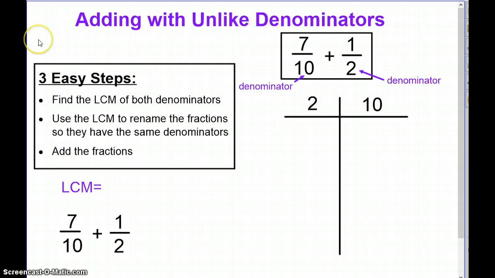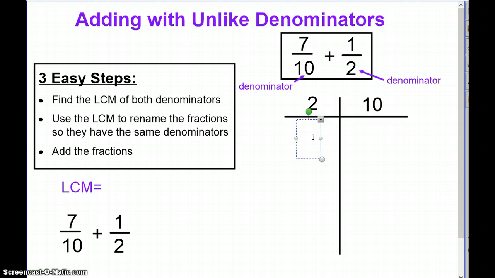So when we're adding with unlike denominators, believe it or not, there are 3 easy steps, okay? The first thing that we have to do is find the least common multiple of both denominators. And we worked on multiples this week, so hopefully they should be fresh in your mind. After we find the least common multiple of both denominators, then we're going to use the LCM to rename the fractions. That means create equivalent fractions so that they have matching denominators, because we know we can't add, subtract, or compare them until their denominators are the same. And then, last but not least, we will add our fractions.